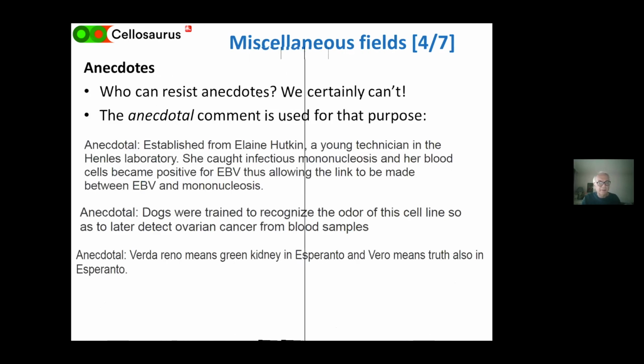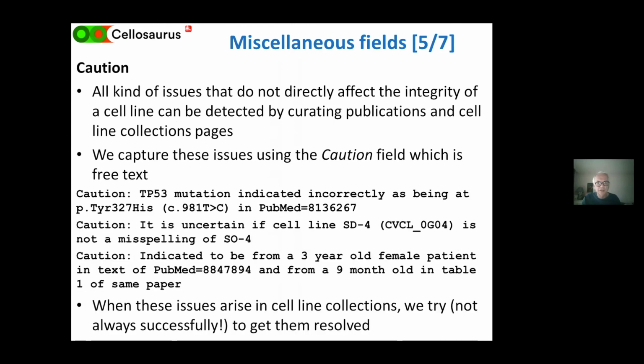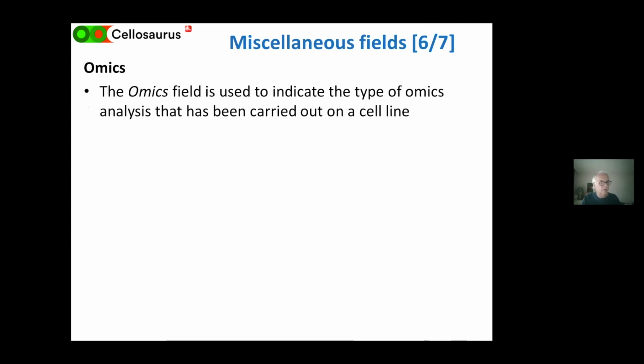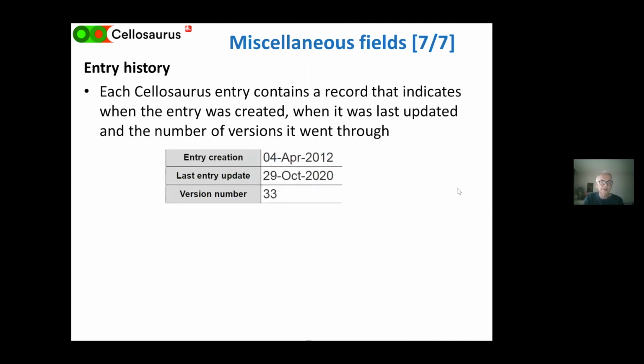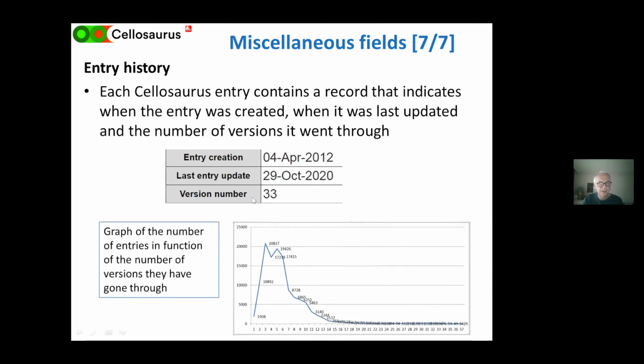Anecdote, we'll skip. We'll skip caution. You can read about it later. And the omics field will be skipped. And we go to this important field, which is entry history. Each Cellosaurus entry contains a record of when the entry was created, when it was last updated, and the number of versions it went through. Like here, this entry was created in 2012, updated on the 29th of October 2020, and has 33 versions. Here is a graph showing that the majority of cell lines, here 17,000, have gone through 3, 4, 5, 6, or 7 versions.